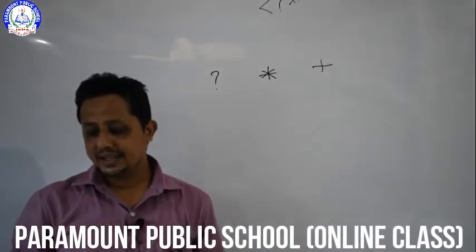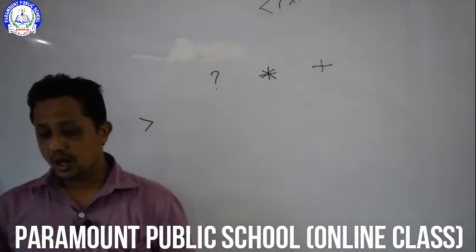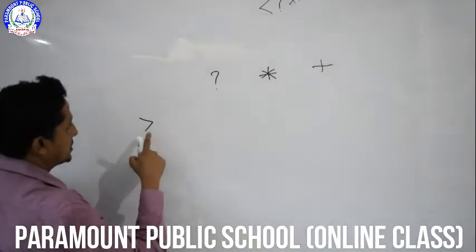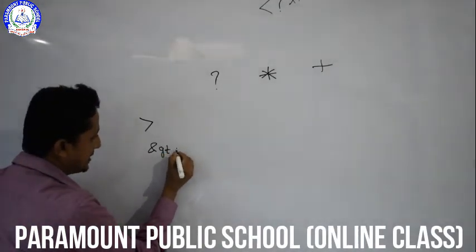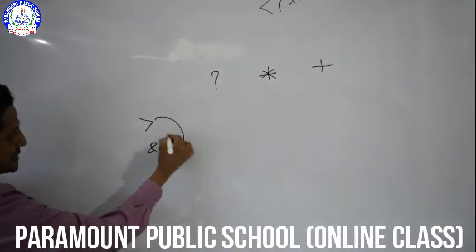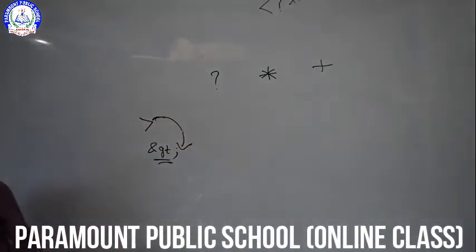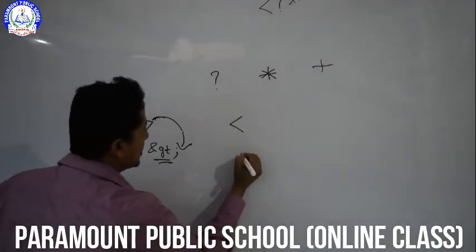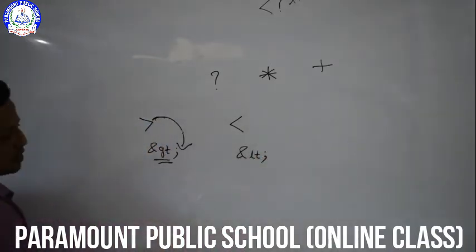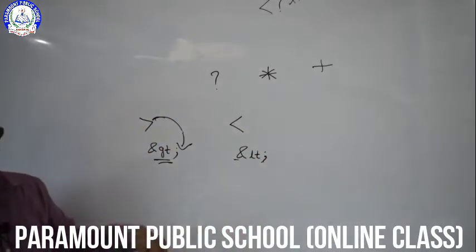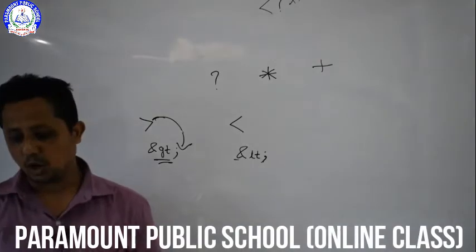When we use the greater than sign in HTML or XML, we write it as &gt; with an ampersand, then GT, then a semicolon. GT means greater than. For example, when you use the less than sign, it will be &lt;, with LT then a semicolon. LT means less than; the ampersand at the start and the semicolon at the end are mandatory.